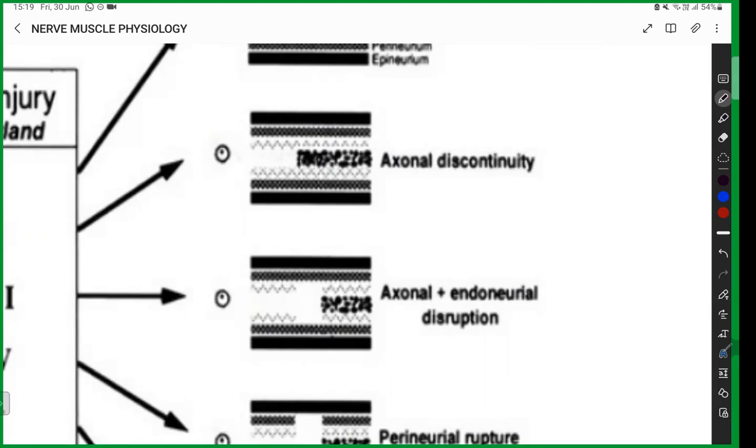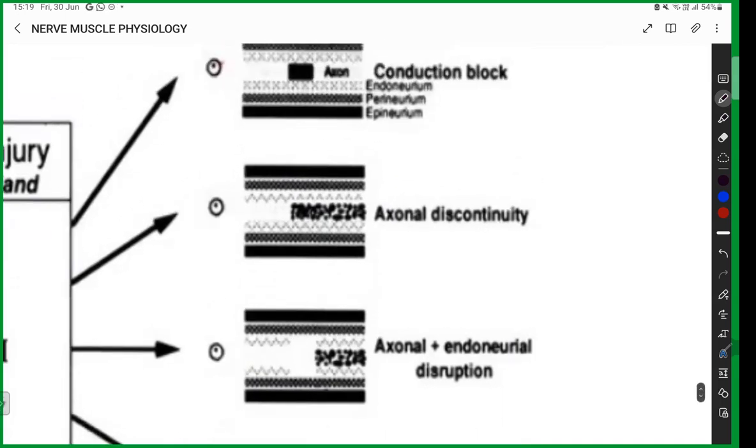Remember, epineurium and perineurium are going to be intact. Only your endoneurium is going to be affected, while epineurium and perineurium are going to be there. So this is also Wallerian degeneration.